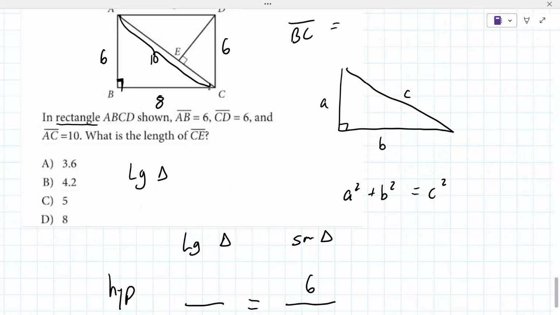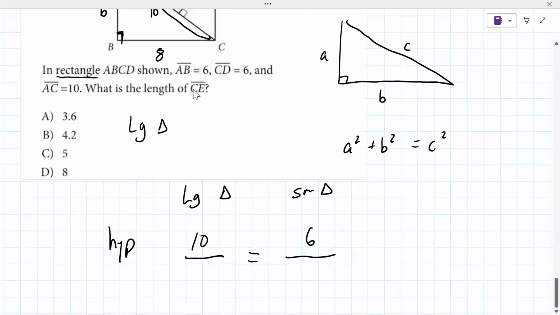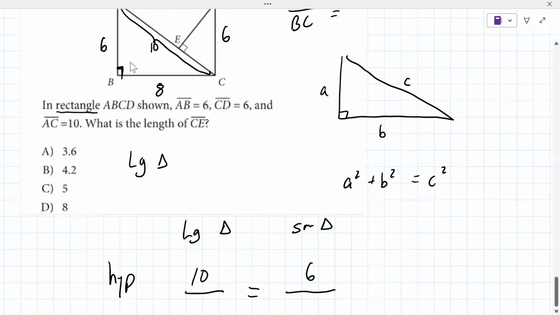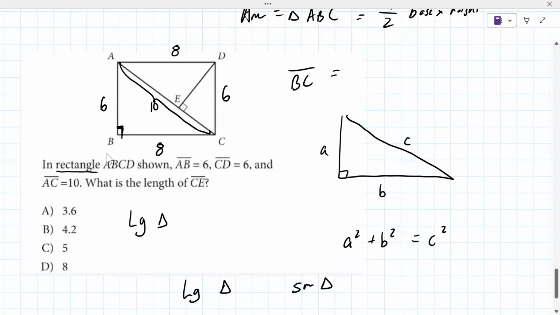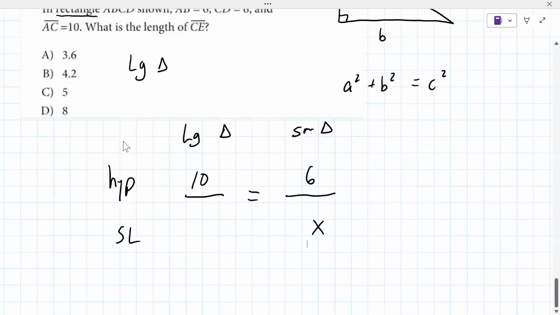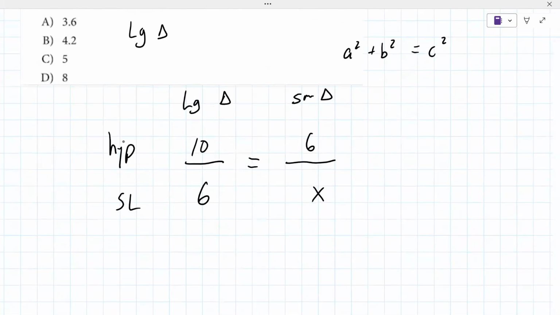10. Now, what are we trying to find in the small triangle? What would you call this? The small leg. Short leg, yeah. So we'll call that X. Do you know the short leg in the large triangle? 8. Short leg. This is the long leg. 6. Yes. How might you solve a proportion like this one?